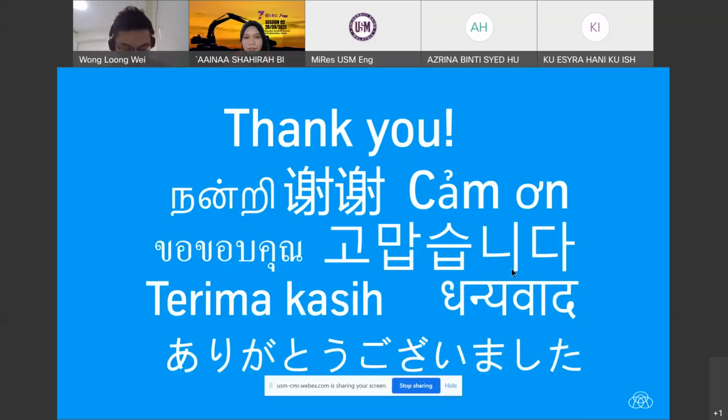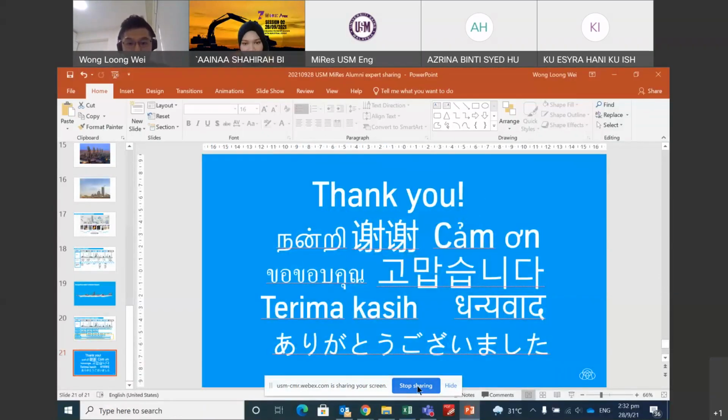Okay, Mr. Wang, thank you very much for the sharing session. Okay, we have lots of questions here. First question is, what do you see in the future for a cement plant in Gua Musang, Kelantan? There are lots of limestone hills up there.